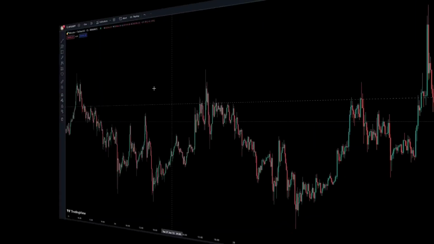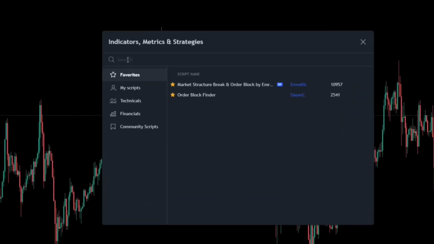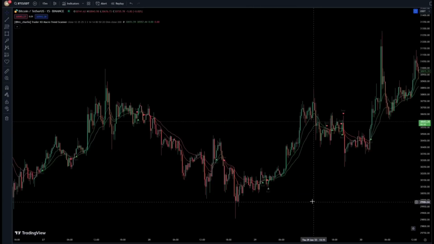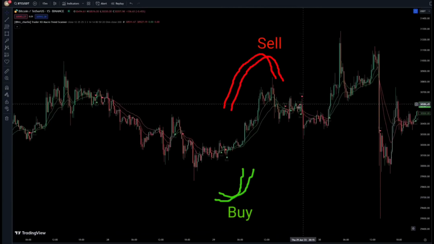magical strategy. Okay. We open the Indicators tab to add the first indicator to the chart, which will be the one giving us buy and sell signals. We search for Trader XO here and apply this indicator to the chart. This indicator works by detecting the crossings of two moving averages and gives off buy or sell signals.